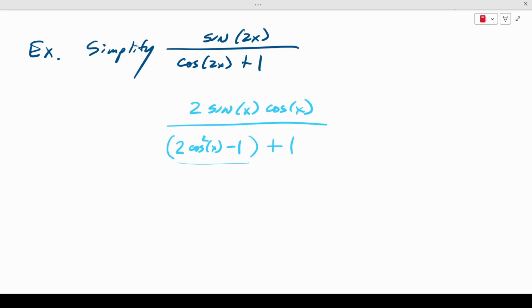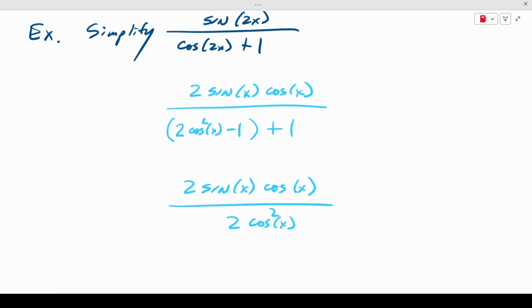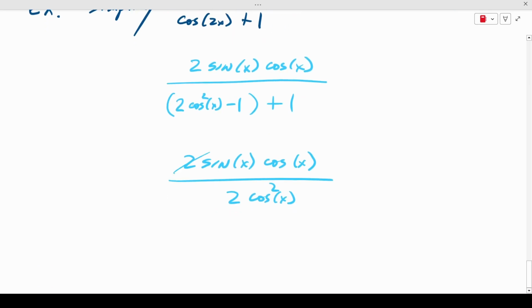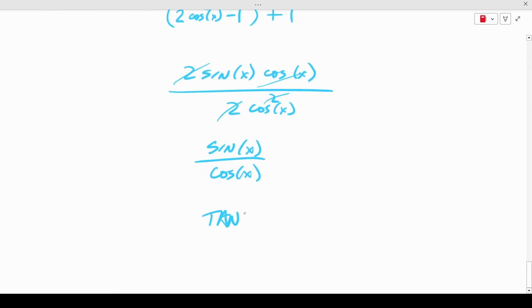Now, why am I going to choose this one here? Well, because just like last time, I'm going to have a minus 1 and a plus 1. Those will cancel out. That's going to make things simplify more nicely for me. So now I have 2 sine of x cosine of x. In the denominator, I'm left with 2 cosine of x squared. That's 2 times cosine of x times cosine of x. I can divide top and bottom by 2. I can divide top and bottom by cos x, leaving me with 1 cos x in the denominator. And so I have sine of x over cosine of x, or in other words, tangent of x.